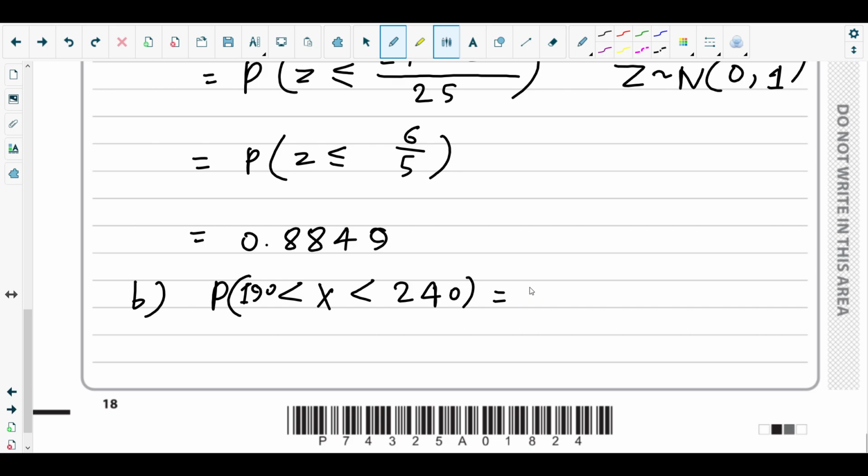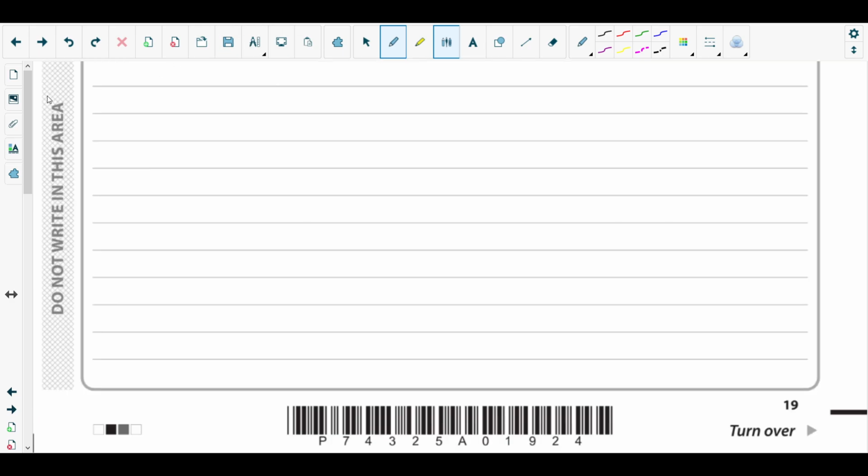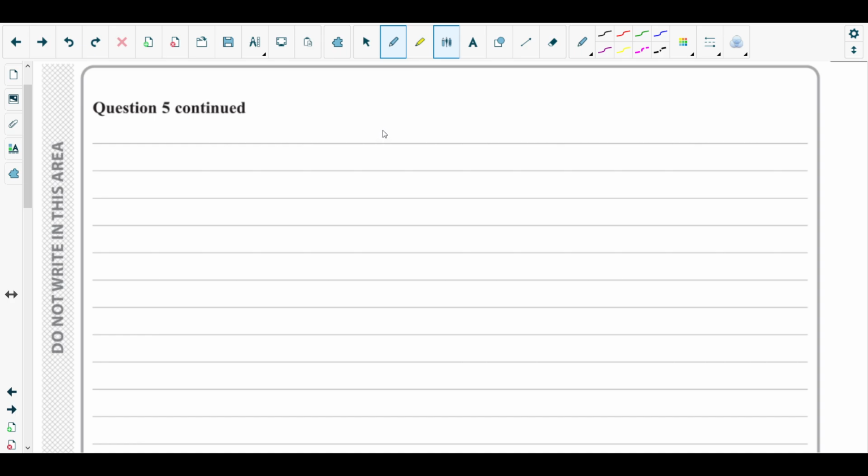This is basically the probability of X less than 240, and from that probability, if you subtract the probability of X less than 190, you will get the wanted one. The probability of X less than 240 we already know is 0.8849, which we found in part A. So this can be written as 0.8849 minus the other one, which we just need to find out.